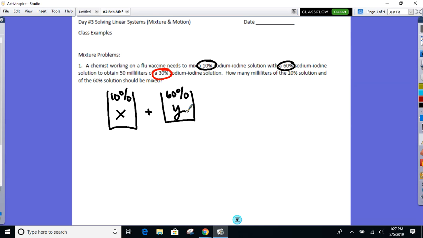And when I mix them together, what type of solution do you need? 30%, but here's the little difference from over here: you know how much you have already. How many do I need of the 30%? 50 milliliters. So I need some amount from the 10%, some amount from the 60%, and total together I've got to have 50 milliliters of the 30%. I know it's a lot of numbers, but watch how easy the equations come now.